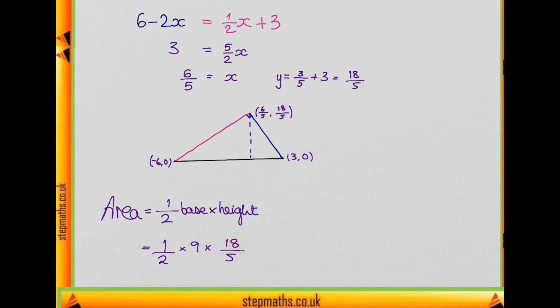We can halve the 18 just to make it a little bit quicker, rather than doing 18 times 9 and then halving it. So it will be 9 times 9 over 5, 81 over 5. 5 times 16 is 80, so it's 16 and a fifth, so our answer is A.